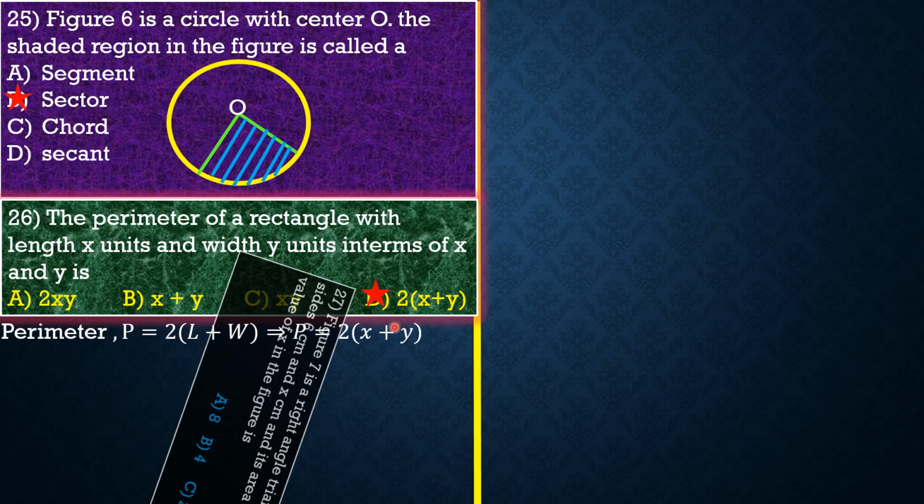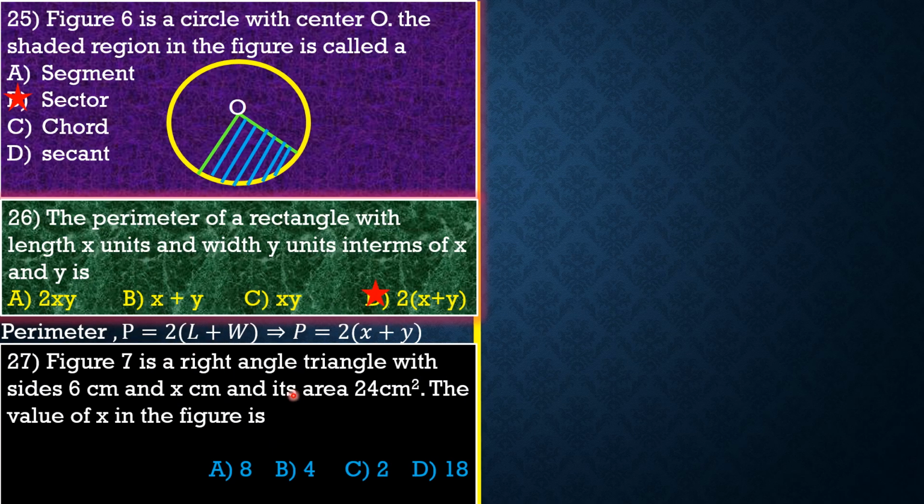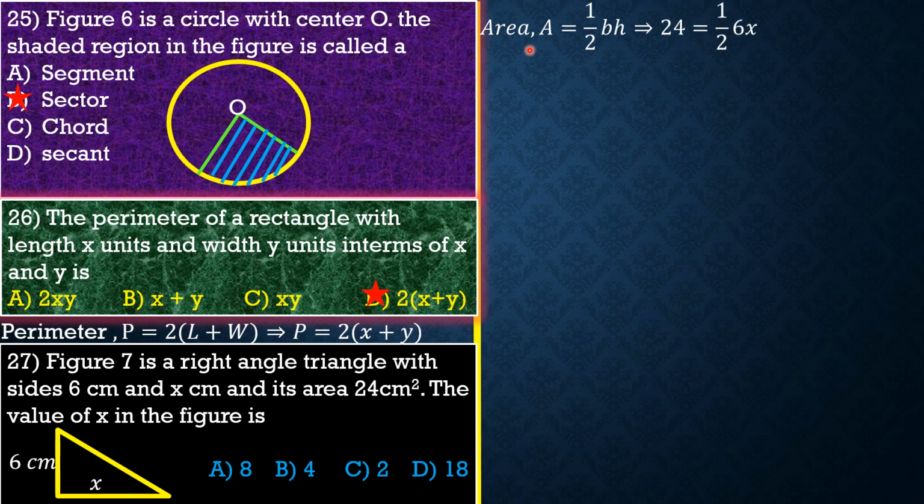Question 27, guys, reads that figure 7 is a right angle triangle with sides 6 centimeters and x centimeters, and its area is 24 centimeters squared. The value of x in the figure is, okay. So guys, let's keep in mind that the area of a right angle triangle is given as A equal to 1/2 base times height. The area has been given already to be 24 centimeters squared. The base is x, the height is 6. So plugging everything in, guys, we are going to have 24 to be the same as 1/2, base is x, height is 6.